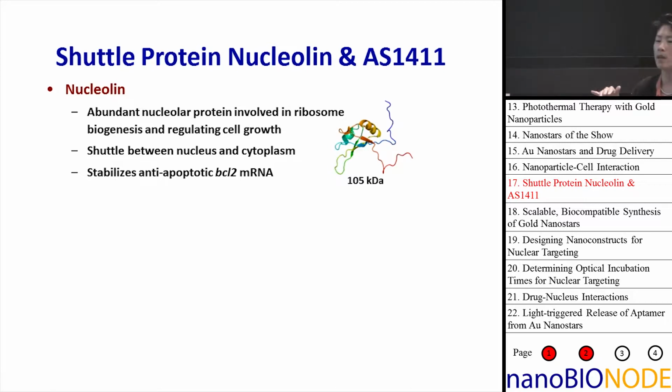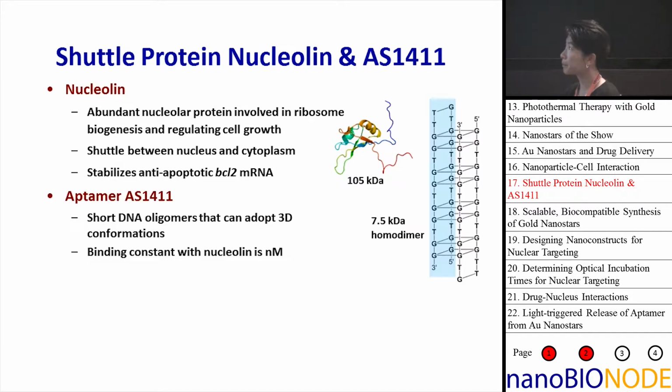Okay, so here's a little bit more detail. The reason I'm pointing this out is because I feel like a lot of times when we're designing constructs, you really don't know the biology that's happening. You just have some idea, oh, I put something on the surface and then I'm going to get it to go where I want. So this is a new marker that has been recently discovered. It's ubiquitous in a range of cancer cells, and I'll show you our own work in that. And it's responsible in ribosome biogenesis and the regulation of cell growth. It also acts as a shuttle between the nucleus and the cytoplasm, it's not too large in size, and it stabilizes anti-apoptotic BCL2 mRNA.